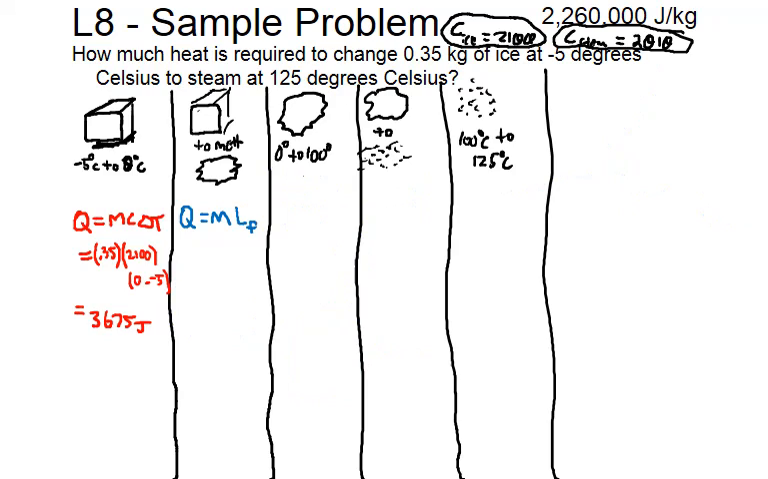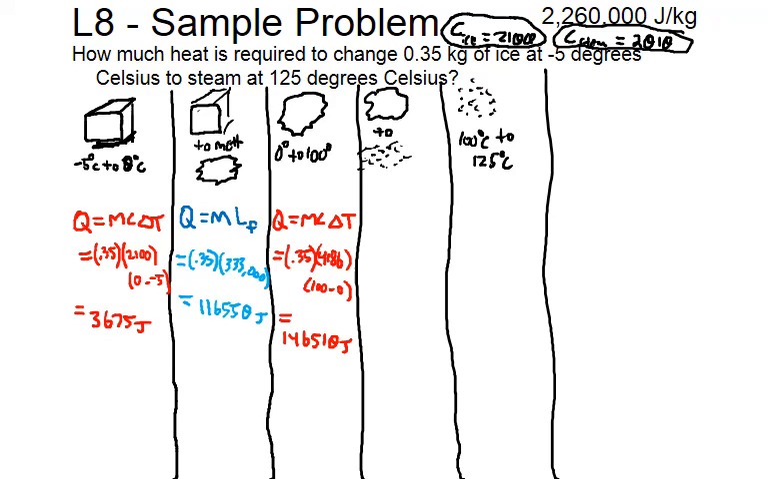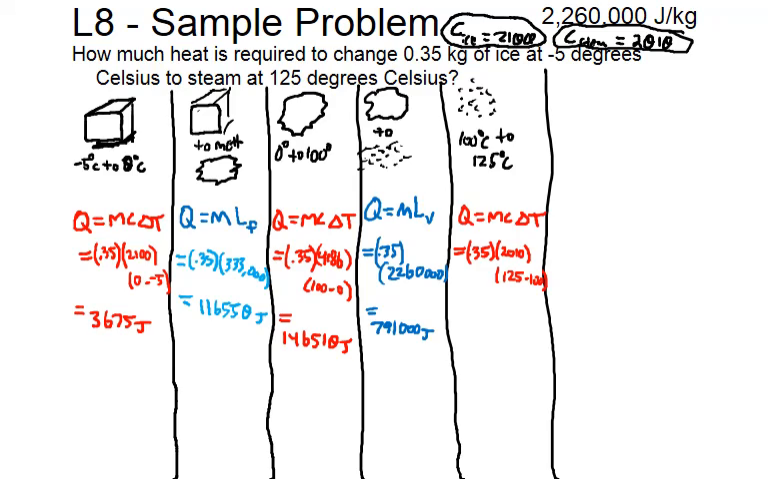All right, so for latent heat of fusion, 333,000 times the mass, so 116,550 joules for that portion. mcΔT with the water from 0 degrees to 100 degrees, so 146,510 joules. From water to steam, latent heat of vaporization, 0.35 times 2,260,000 joules per kilogram, so 791,000 joules.